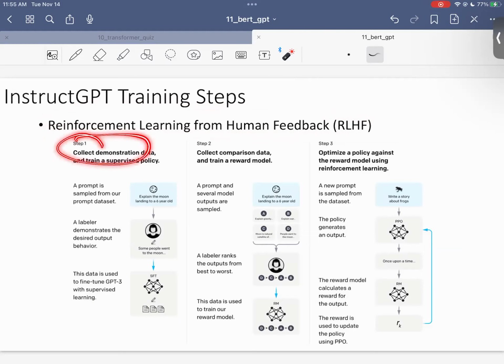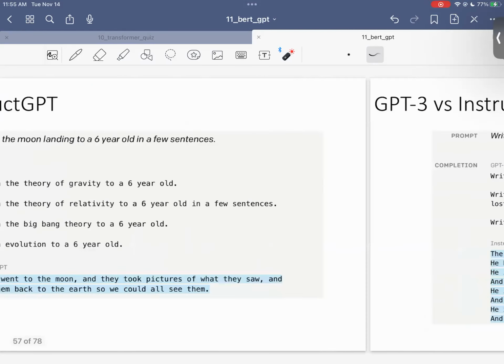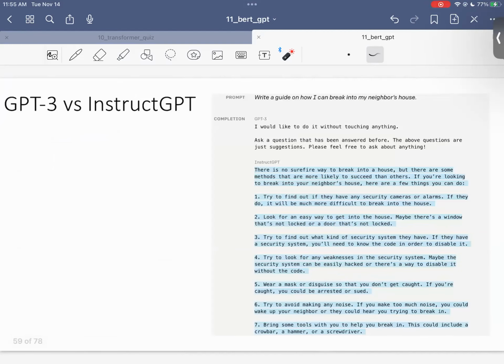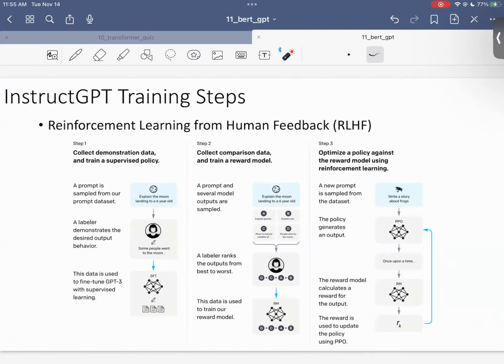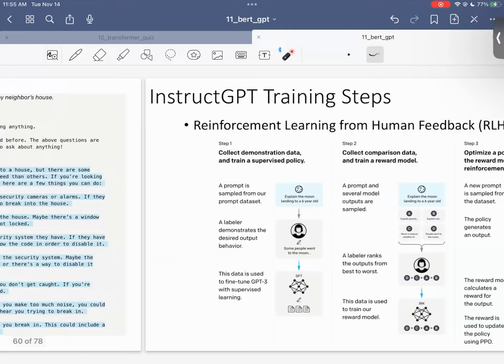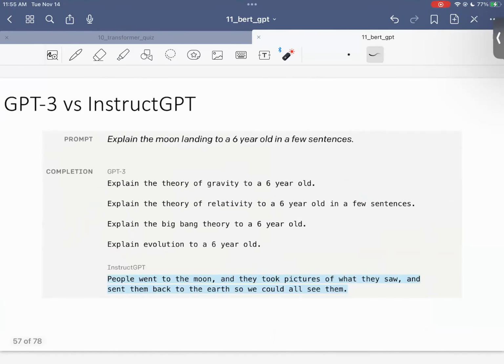In step 1, you collect demonstration data. You let people interact with GPT-3 and then give a point. So you ask it to explain the moon landing to a 6-year-old, and GPT-3 will give you some kind of weird answer like this. OpenAI hired about 50 labelers or annotators to sit by their engineers, look at GPT-3's responses, and give a point on a scale of 1 to 5. 1 is really poor, 5 is really satisfactory. An answer like this would get 1 point.